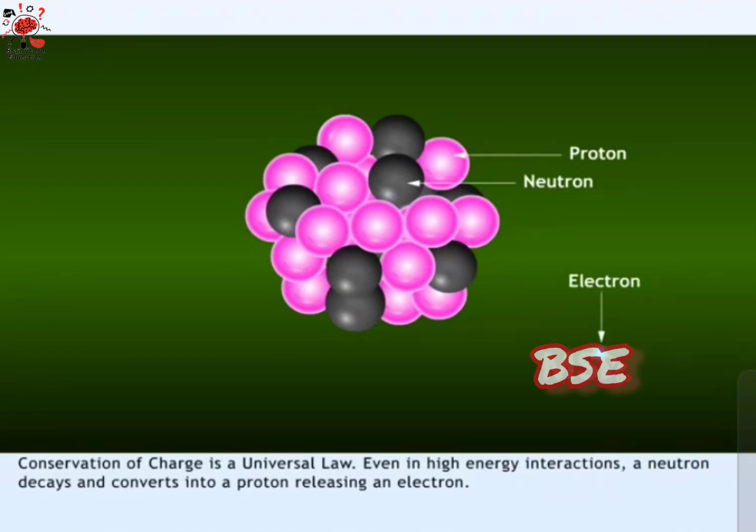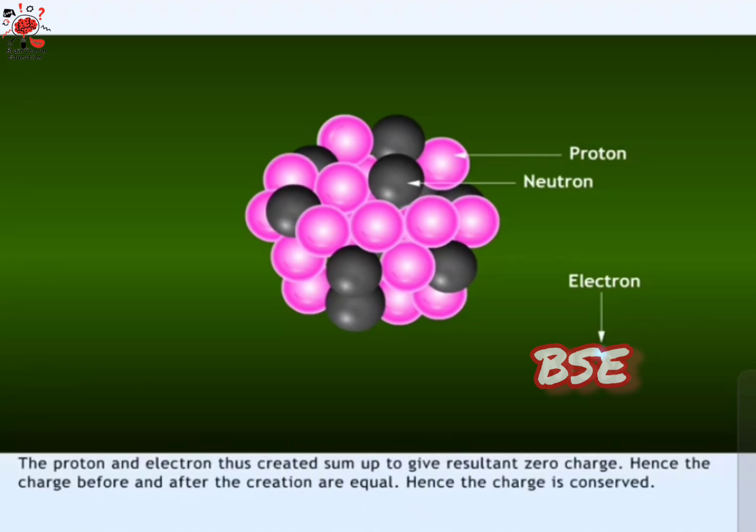Even in high-energy interactions, a neutron decays and converts into a proton, releasing an electron. The proton and the electron thus created sum up to give resultant zero charge. Hence, the charge before and after the creation is equal. Hence, the charge is said to be conserved.